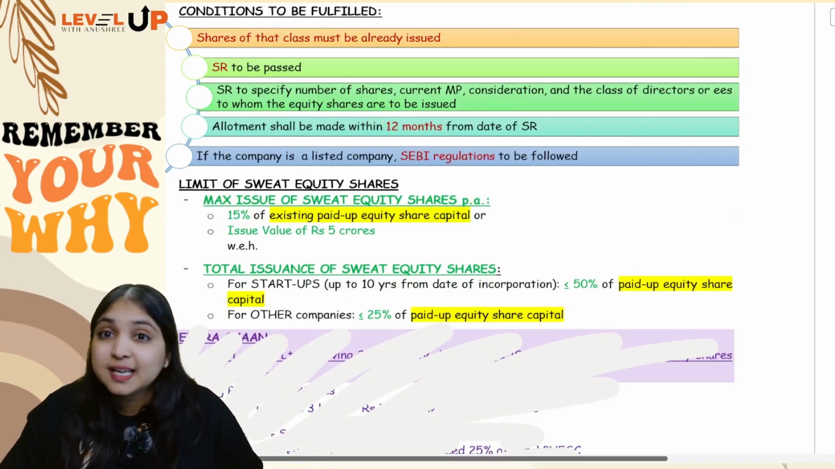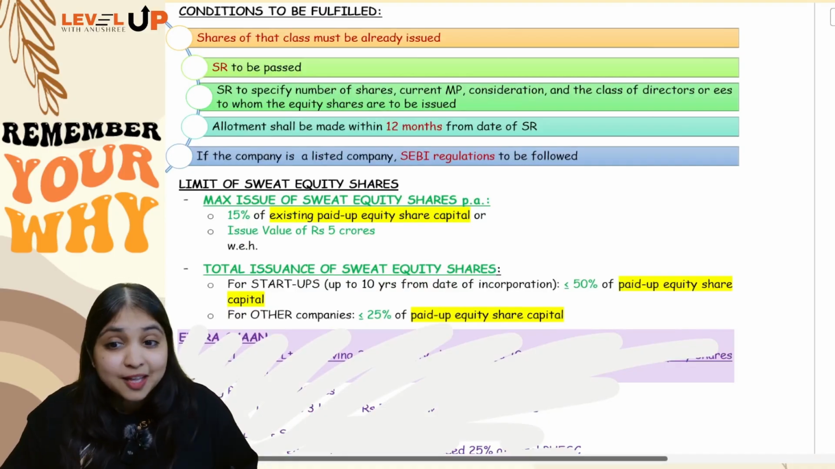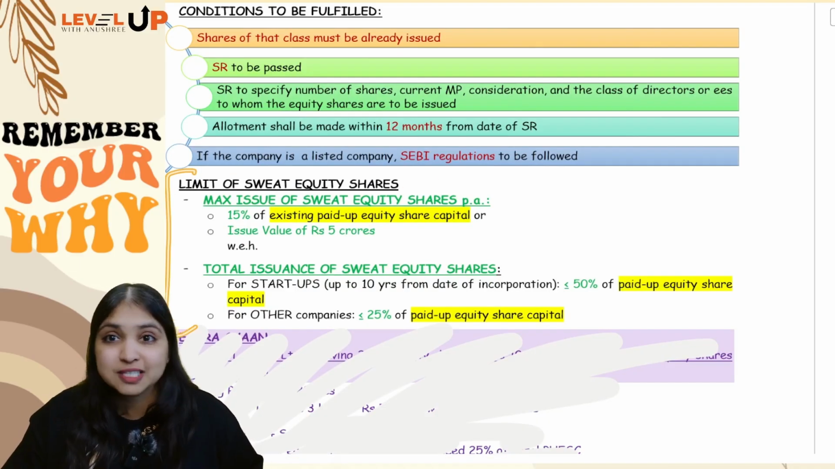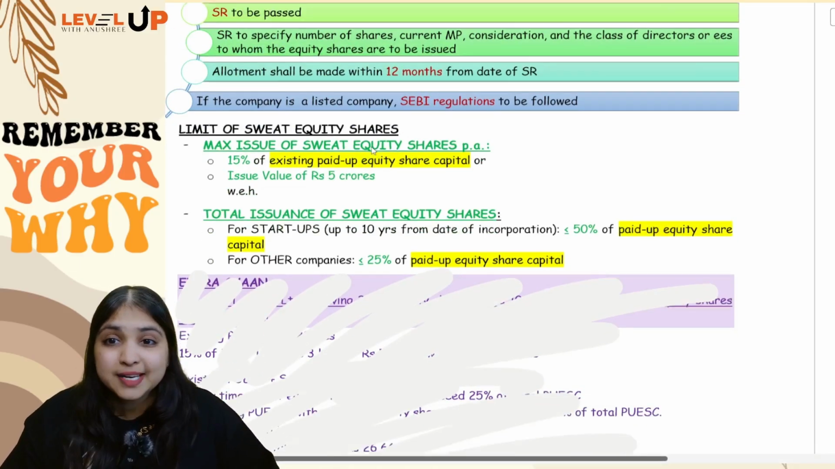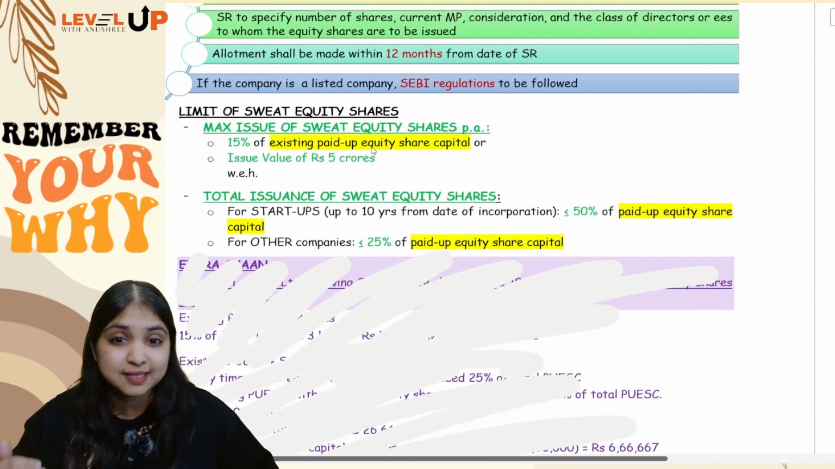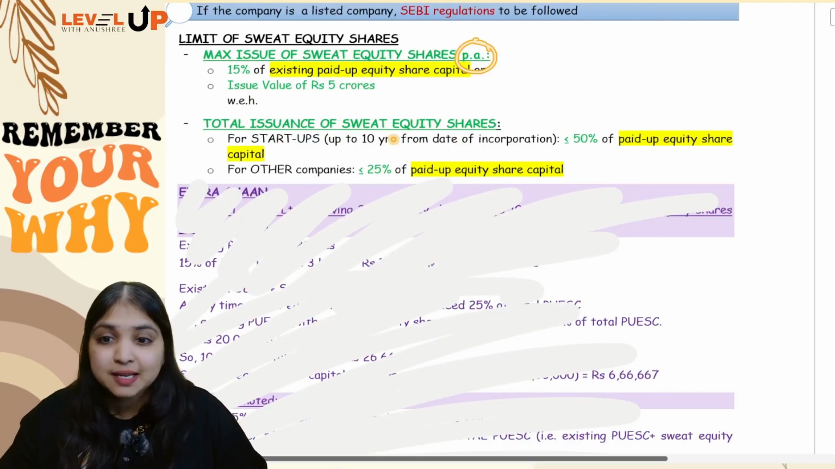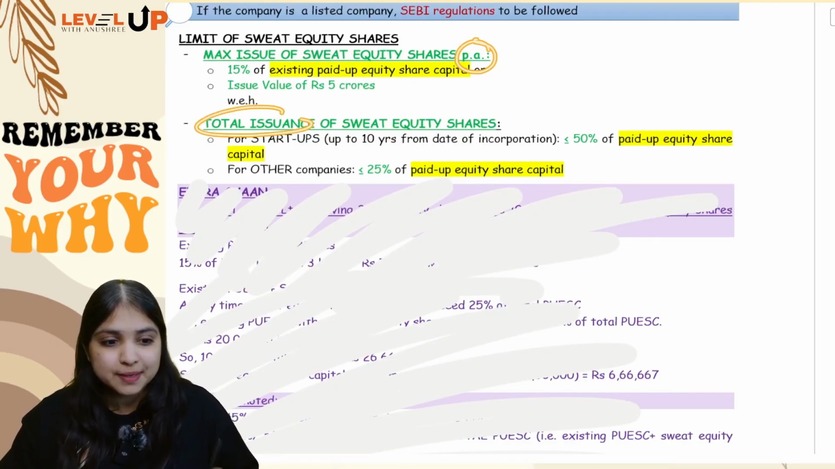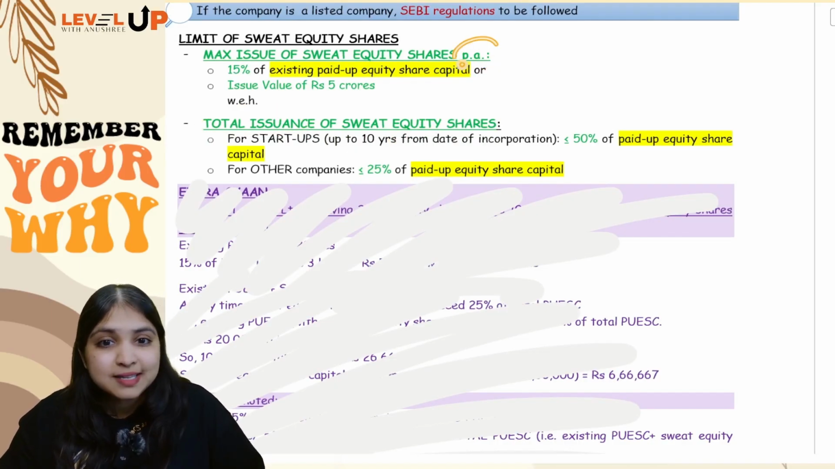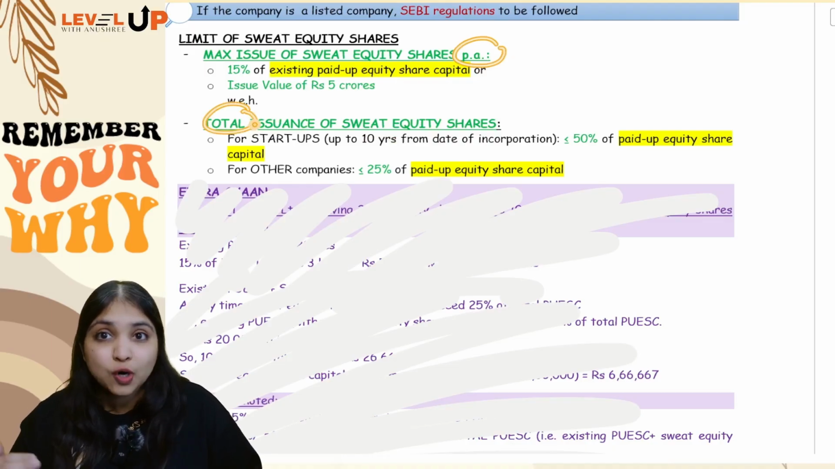Then when we were discussing sweat equity shares, if you remember, the most amount that we spent was on this part, that there's a limit. How many sweat equity shares can the company issue? There's a limit. Now the limit depends, there are two limits. One is a per annum limit and the other is a total overall limit. How many limits, guys? Two limits. One is a per annum limit, the other is a total overall limit.